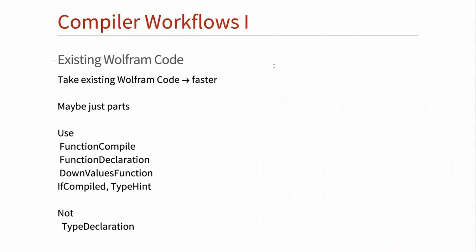Now, one thing about this is it might not be the whole thing. It might just be bits of it where you're doing some sort of programming or iterating over some list of data, or you're selecting things, or applying functions to things, and those can be quite beneficial. You're probably going to use things like function compile, and compiled type hint, down values function. You might use function declaration. You're probably not going to use type declaration.